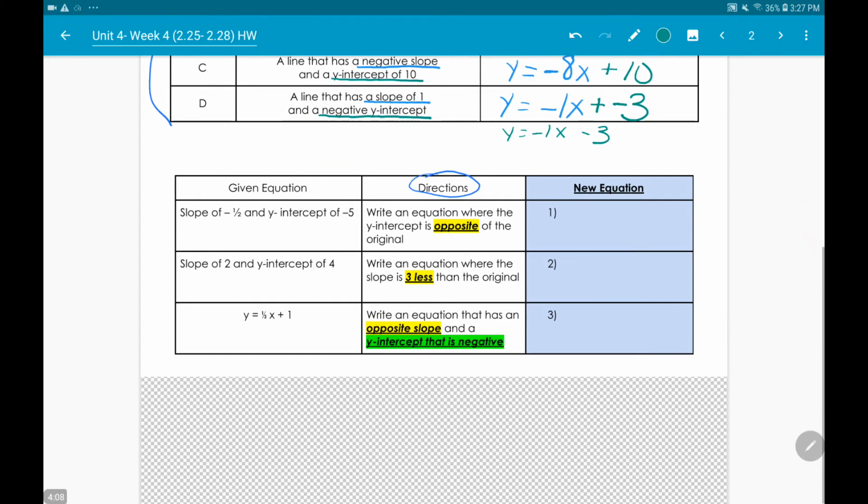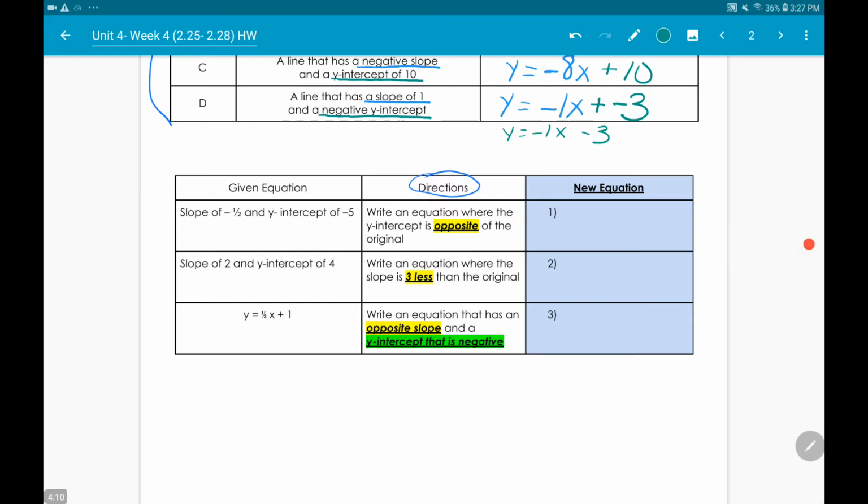So let's jump down to the other way that this could be presented to you on the project. So we have some given equations, some directions, and then some new equations. So let's go through these given equations first and see if anything has to be done here. It says we have a slope of negative 1/2 and a y-intercept of negative 5. So this should look like y equals negative 1/2 x plus negative 5.